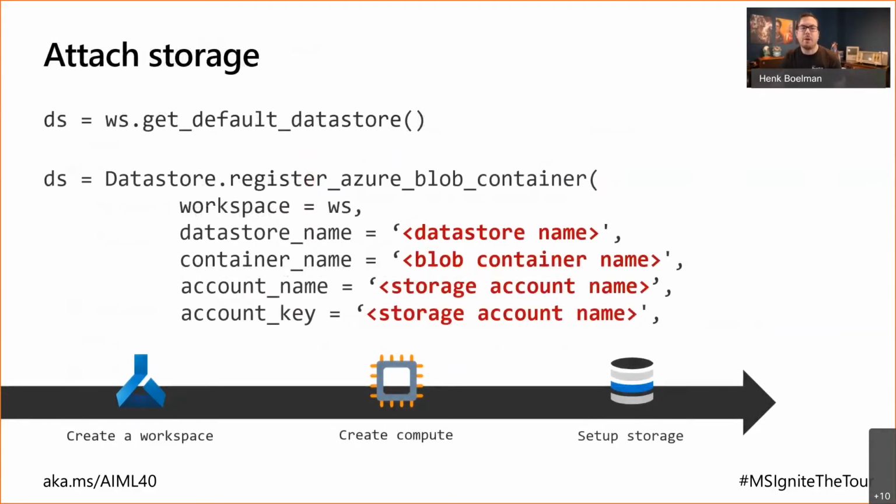And then we need somewhere where our data is. So there is always a default data store. That's the blob storage device that is created when you created your workspace. But you can connect to any Azure blob container within Azure, of course, by providing the account name and the account key. And later on, you can just connect to those data stores by name.